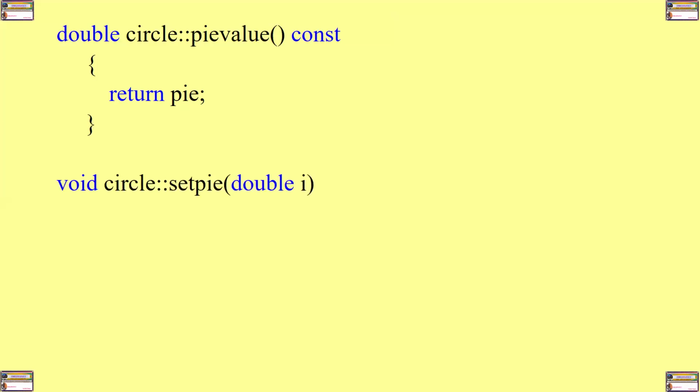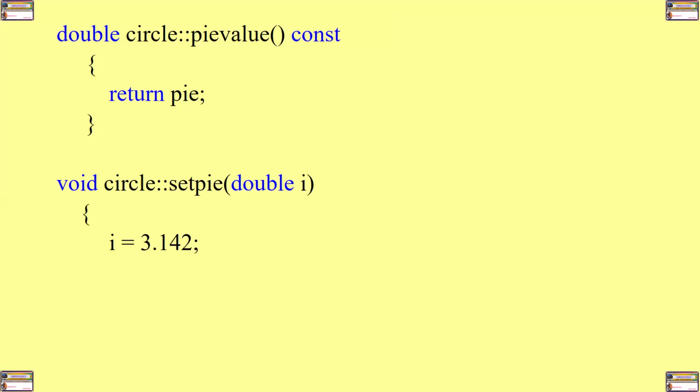Next, we have the setPy function. The setPy function has the scope of the circle class. It is expected to receive a parameter of type double by the name i, but it is not expected to return any value.